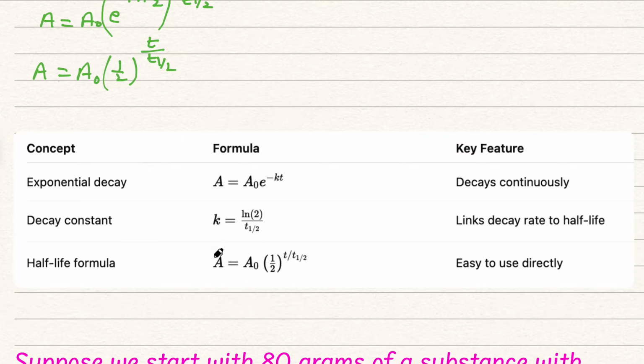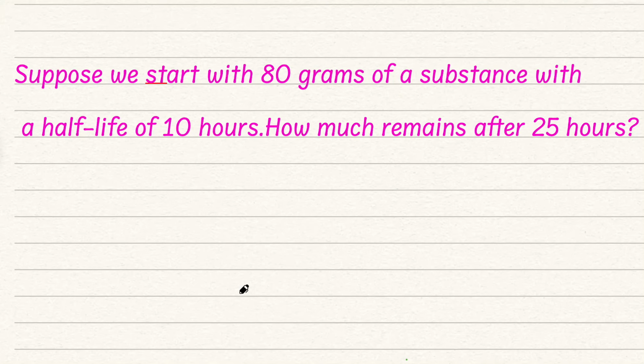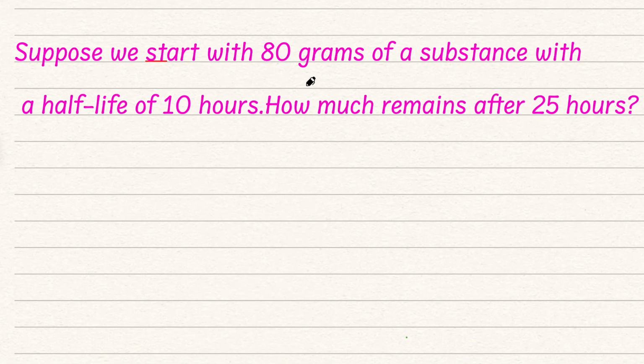So if you get a question on half-life, no doubt it's about decay, but applying this formula is much easier. Instead of starting from the general formula and doing everything again, we can use this formula. Let's try one question. Suppose we start with 80 grams of a substance. Start with, that means it's A naught. Half-life is 10 hours. After 25 hours, that is the time at which we have to calculate the amount of this substance.